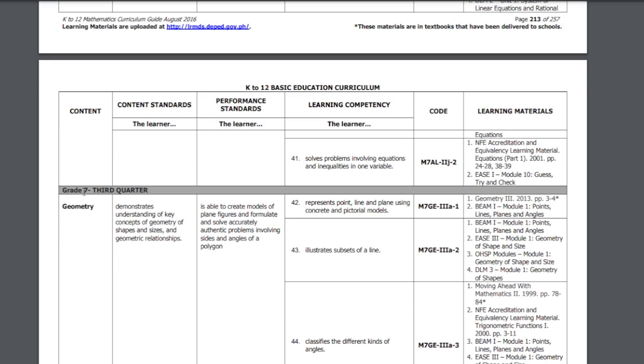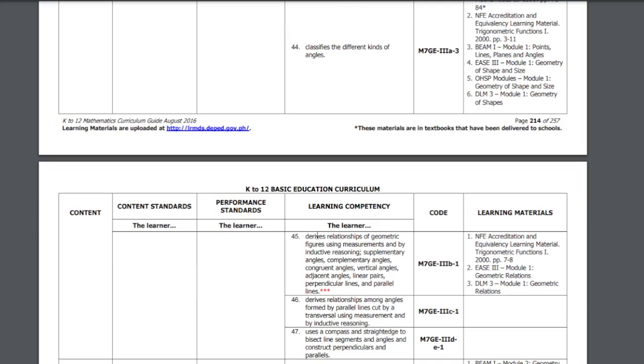Now we go on to the third quarter, and we now start with geometry. Favorite among many. Now we have point, line, plane. This is actually terms, and illustrate subsets of a line, classify the different angles, and we have a big long paragraph. Then we're going to basically learn about angles and their relationships.